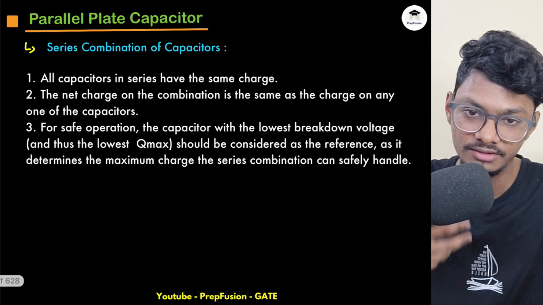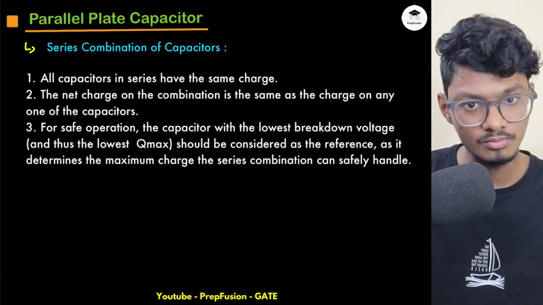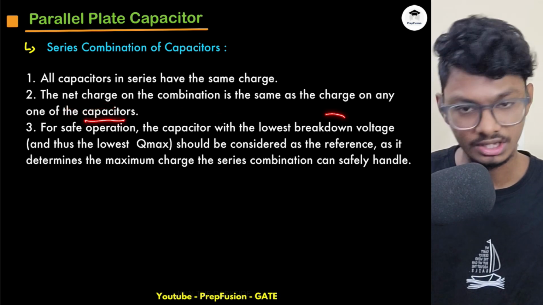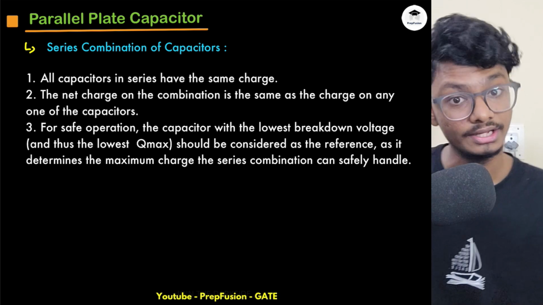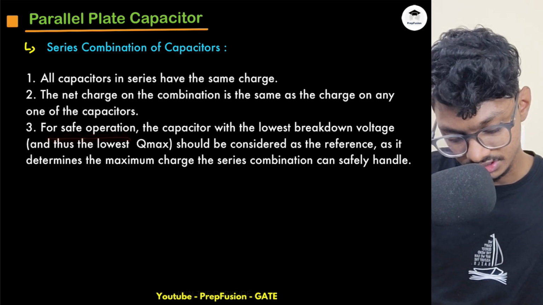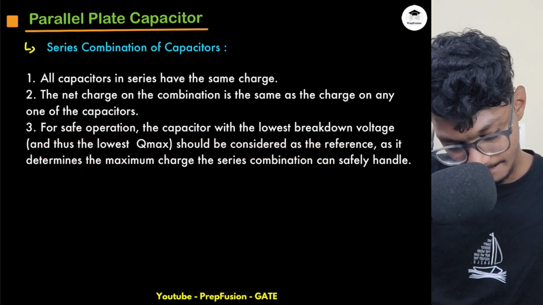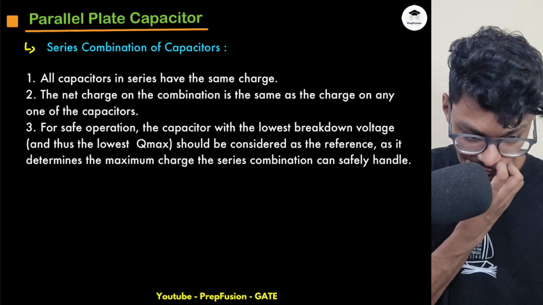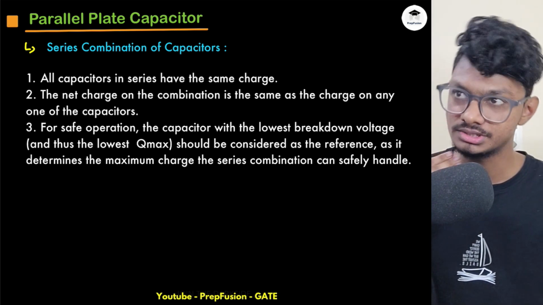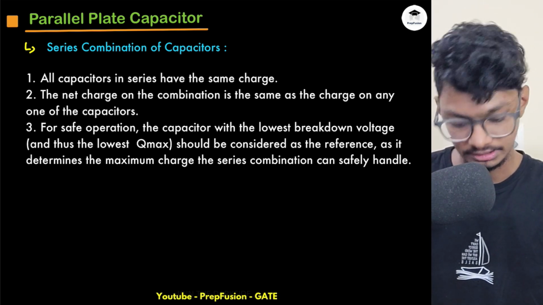So here a few points are written for the series combination. All capacitors in series have the same charge. This is condition one. They do not have the same voltage. The net charge on the combination is the same as the charge on any one capacitor, because the net charge is the same only. The net voltage equals the sum of the voltages on the capacitors. For safe operation, the capacitor with the lowest breakdown voltage, thus the lowest Q max, should be considered as reference. Okay, so here also it is not totally correct. Here, if the lowest charge is flowing through the whole combination, then yes, that will be considered as reference.